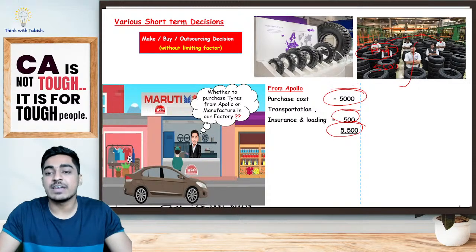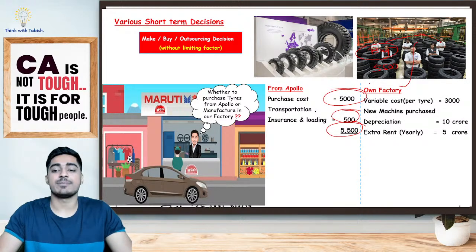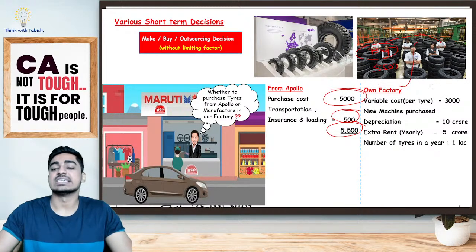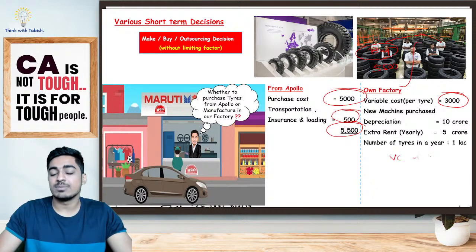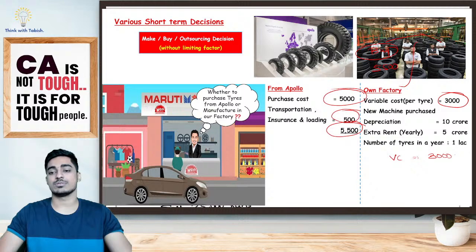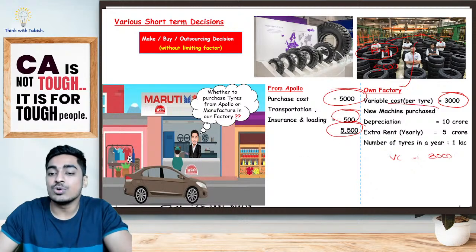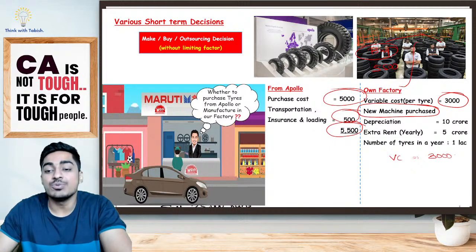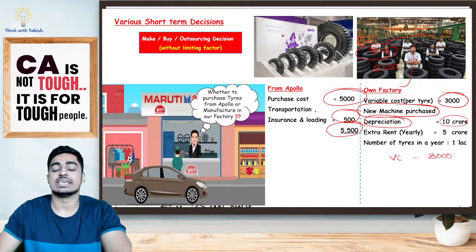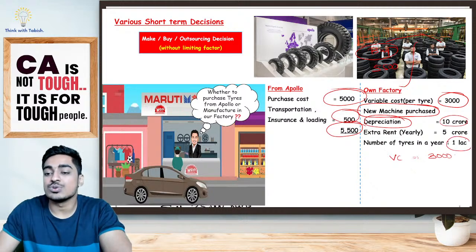Now I see, if I manufacture on my own, what will be my cost? If I manufacture on my own, what all will be the cost? Yes, the variable cost for one tire is 3,000 rupees. Yes, to manufacture the tires, I have to purchase a new machine. Yes or no? Specifically to manufacture tires, I need to purchase a new machine whose depreciation is 10 crore rupees. Yes, 10 crore rupees is the yearly depreciation. In a year, we'll produce 1 lakh tires.